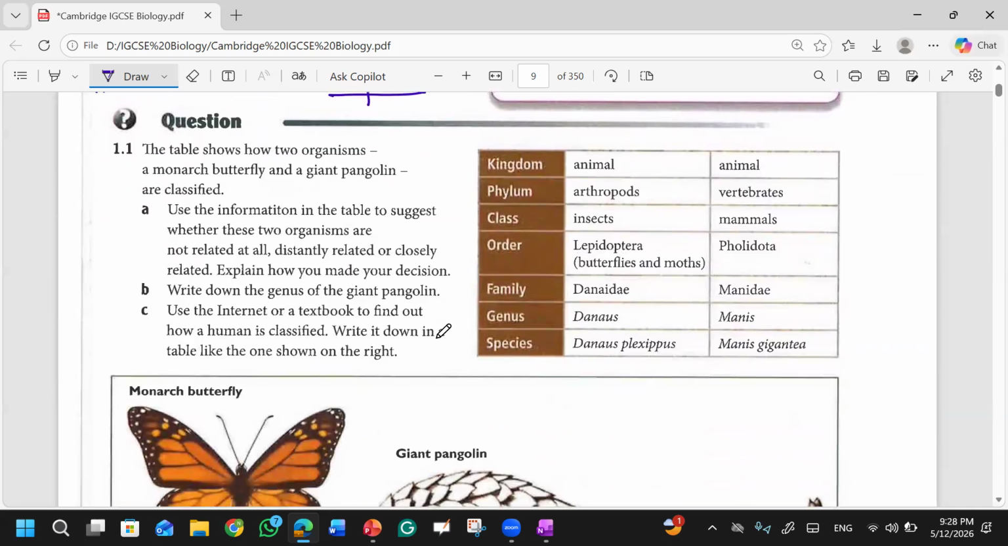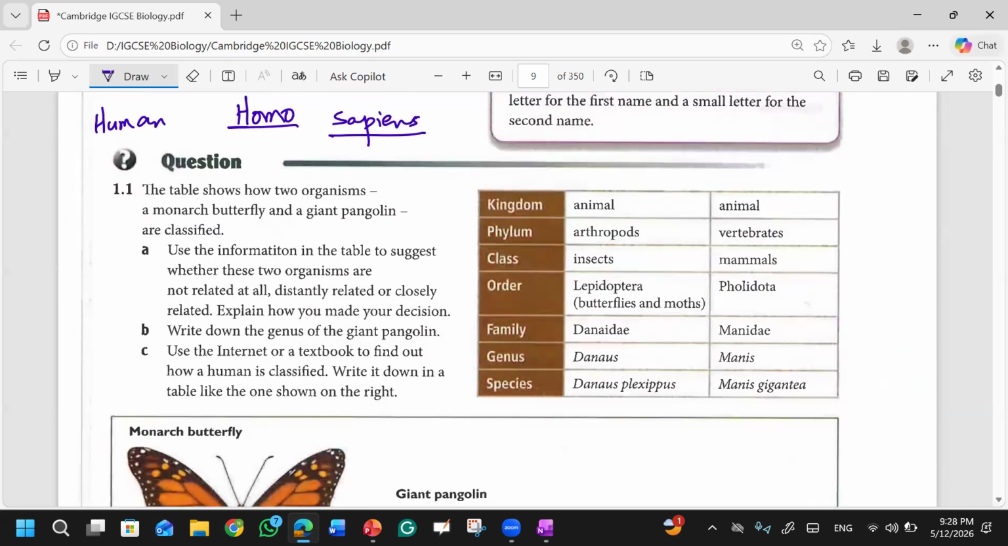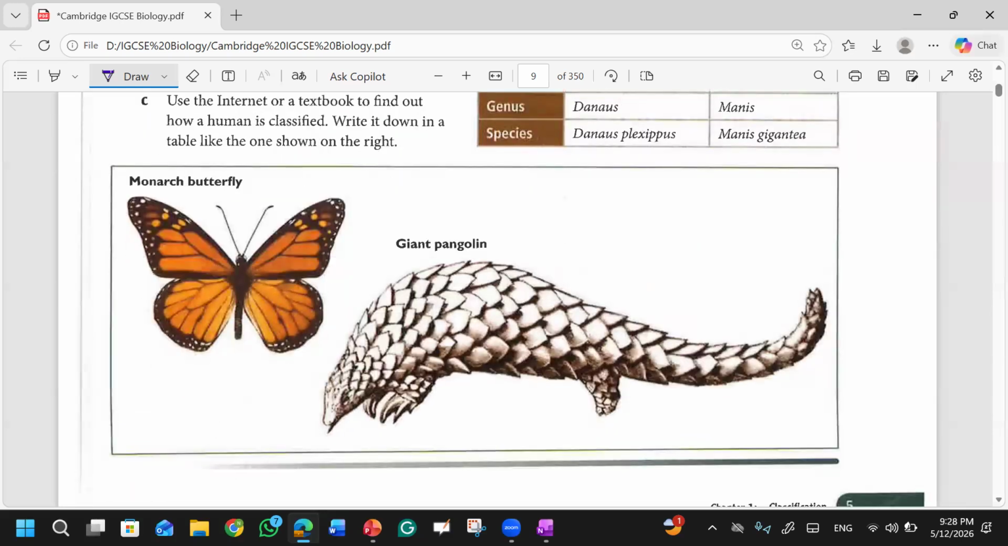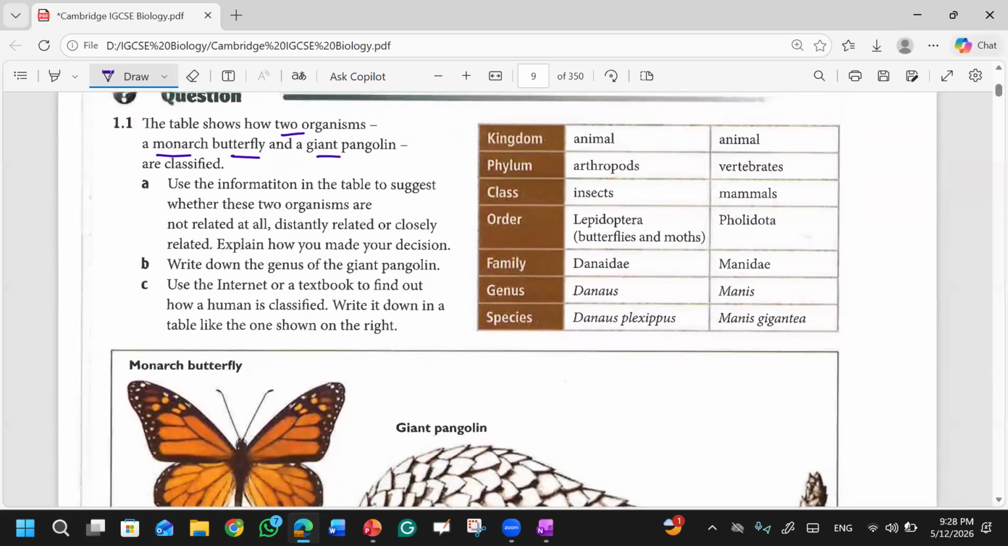Okay, then they have mentioned one species. This table shows two organisms, a monarch butterfly and a giant pangolin. There is this monarch butterfly and this is the pangolin. These are two different organisms. Use the information in the table to suggest whether these two organisms are not related at all, distantly related or closely related.